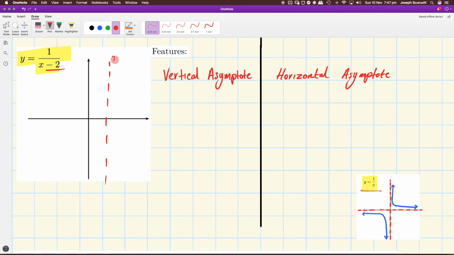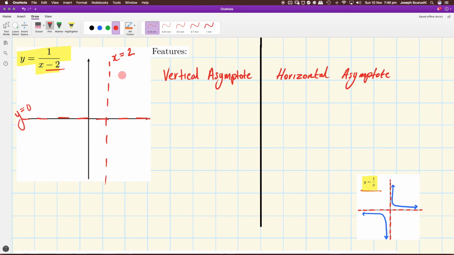So this is where people sometimes get a little bit stuck. -2 in my denominator will shift it in the positive direction. So don't get stuck by that. And my horizontal asymptote will remain the same.